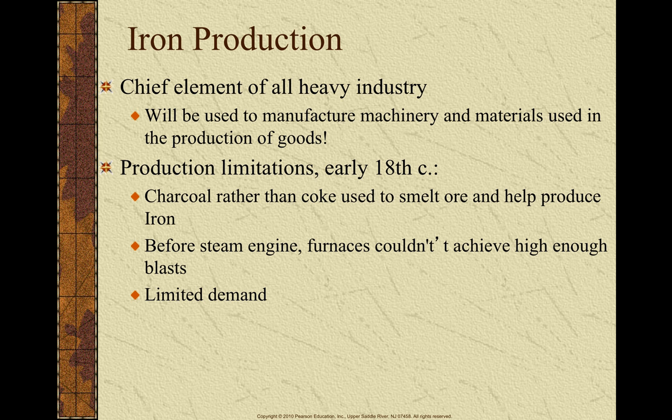We do see some production limitations in the early 18th century. Charcoal rather than coke, which is a different type of coal, is going to be used to smelt ore and help produce iron. Before the steam engine, furnaces couldn't achieve a high enough blast to produce iron. You couldn't get enough energy and heat to really separate and produce iron. And there was a limited demand for iron. This is pre-industrialization.